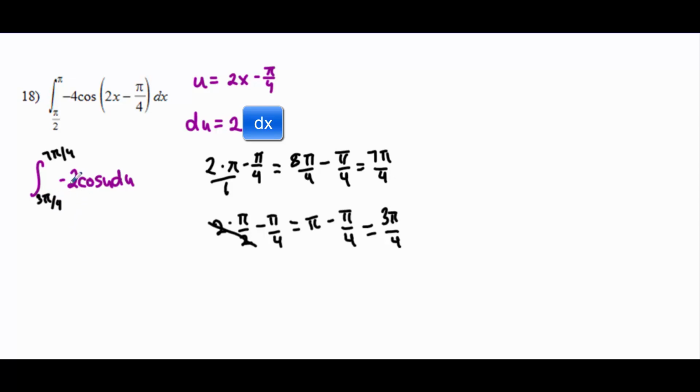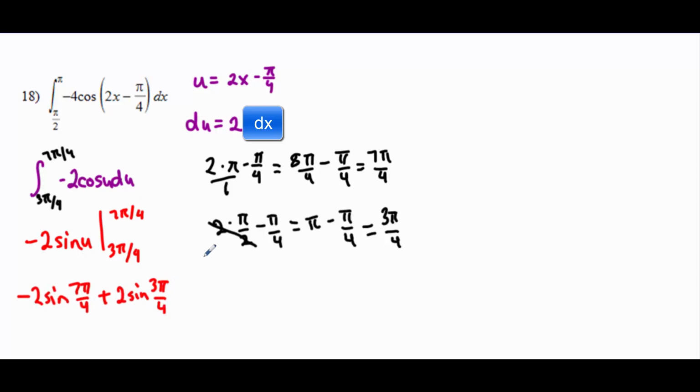And so now we're ready to integrate. So negative 2 cosine u, the integral of that is going to be negative 2 sine u, because the integral of cosine is sine. Then we're going to plug in 7 pi over 4 and 3 pi over 4. So negative 2 sine 7 pi over 4 minus a negative 2 sine 3 pi over 4.